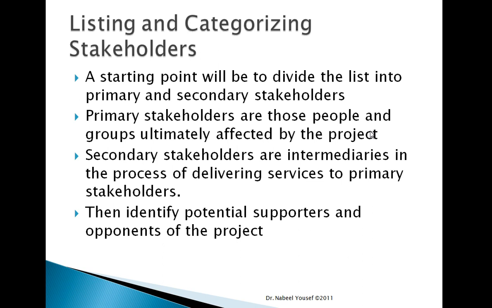In the table, we are going to categorize the stakeholders. The starting point will be to divide the list into primary and secondary stakeholders. The primary stakeholders are those people and groups ultimately affected by the project. The secondary stakeholders are the intermediaries in the process of delivering services to primary stakeholders. Then we identify potential supporters and opponents of the project.